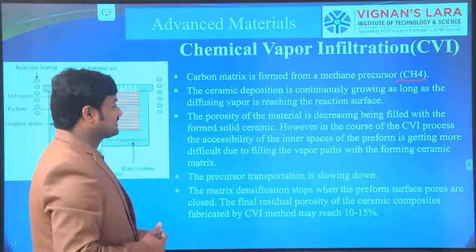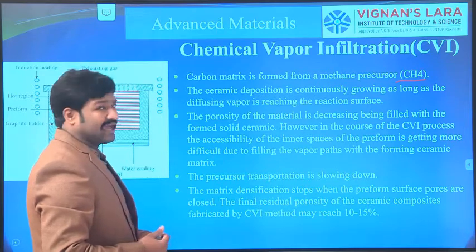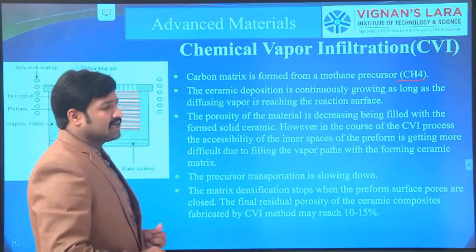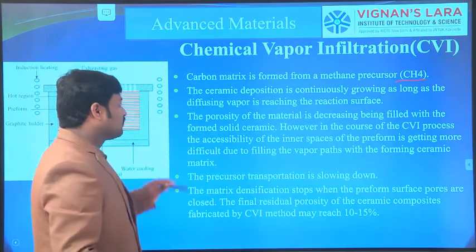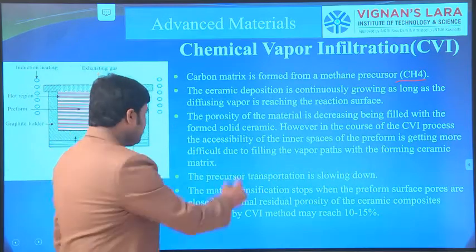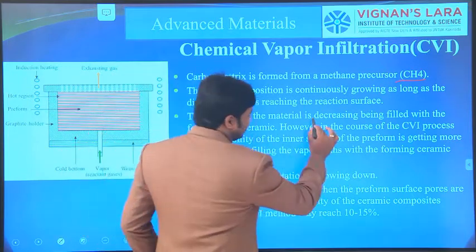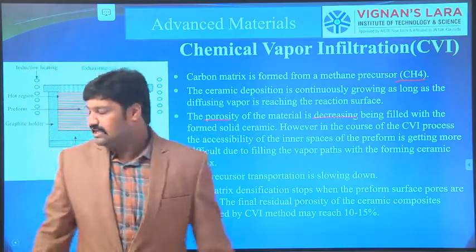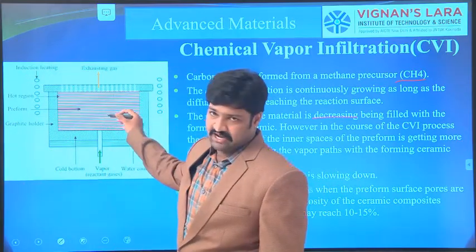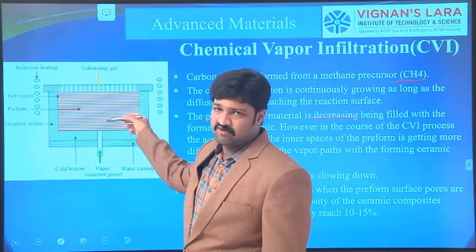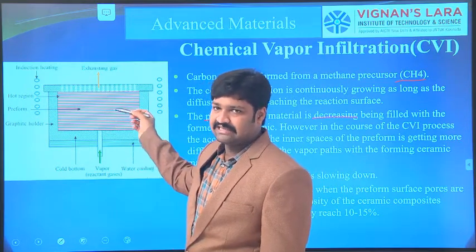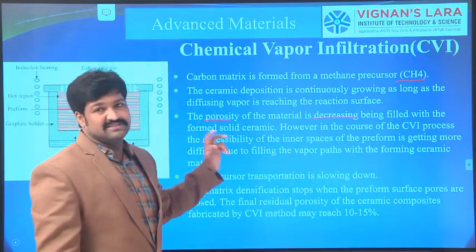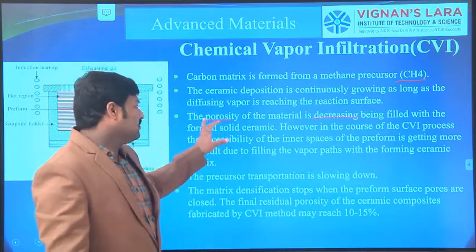The ceramic deposition is continuously growing as long as the diffusing vapor is reaching the reaction surface. Next, the porosity of the material is decreasing, being filled with the formed solid ceramic. As the gas passes towards the reinforcement, a coating is developing on the surface, so gradually the flow will be reduced. Here the porosity, meaning the holes and spaces in the material, is decreasing.